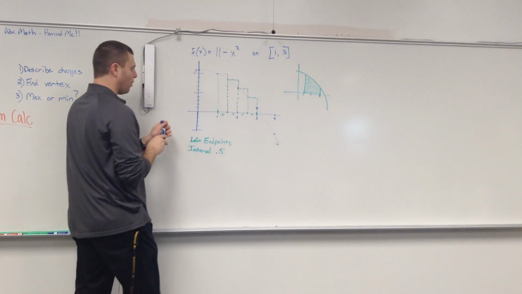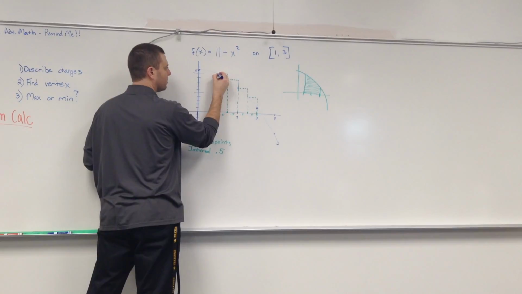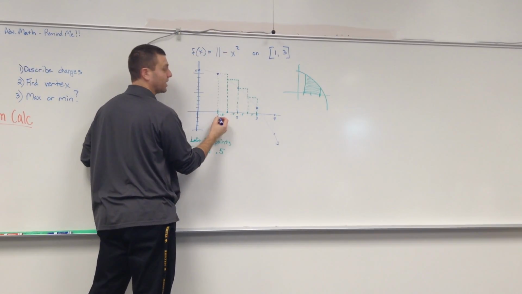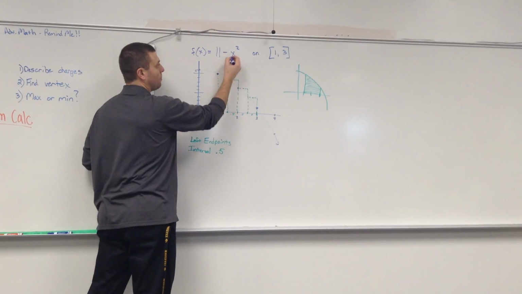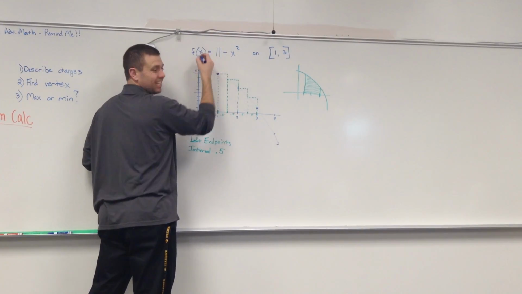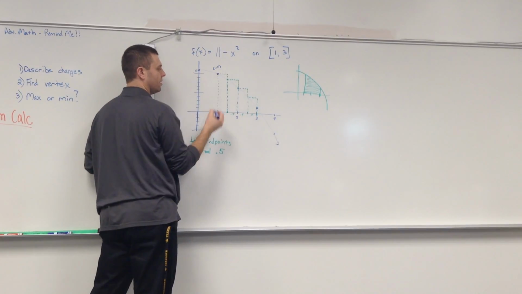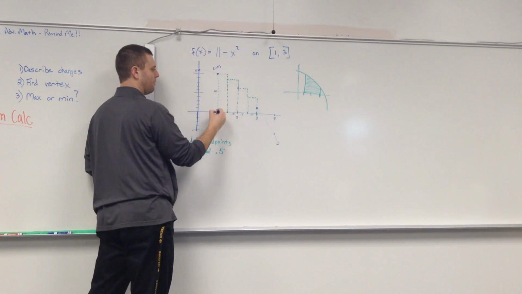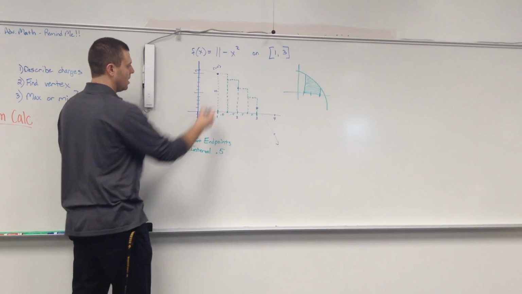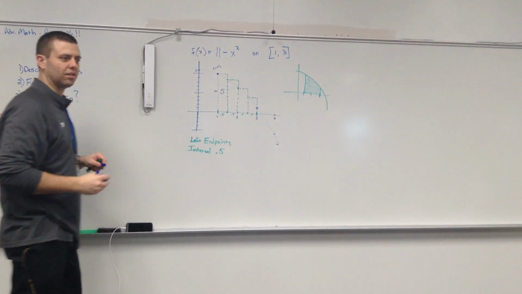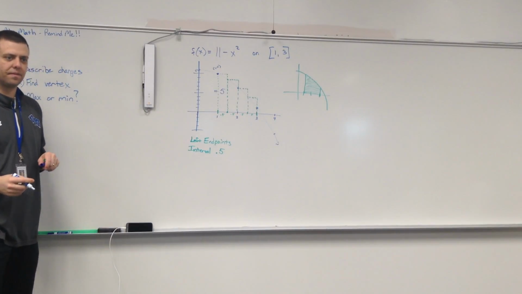Because isn't this point right here that it goes up to going to be the y value of this function when x is 1? So if I plug in a 1 for x, out comes a 10 for y. So this point is 1 comma 10 right here. So therefore I know the height of that rectangle there is 10. So 10 times a half is 5. So the area of that rectangle right there is 5.